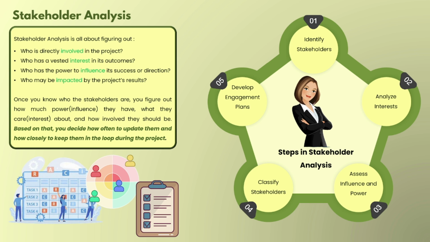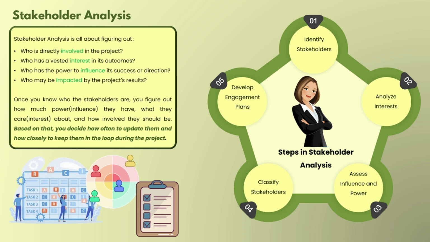This helps you to see who to focus on more. It means once we have all the data and classify them according to their power or influence, it definitely helps us decide whom to focus on and whom not to. Then the fifth step is to develop engagement plans.